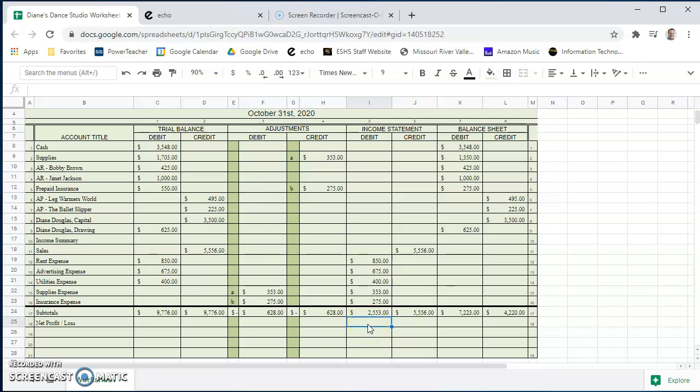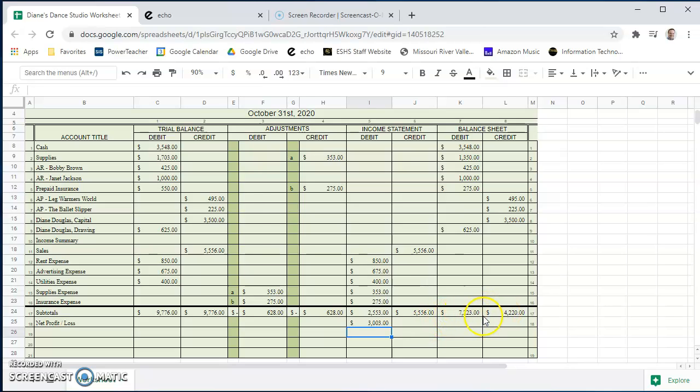I could use a calculator. That'd be totally fine. Or I can use Google Sheets, which is like a big calculator. So I'm going to type equals. You always type equals when you want to do some math. And this time I'm going to click on the number that I want to subtract. So 5,556. And I'm going to hit minus. And I'm going to click on the debit value, 3,003. When I hit enter, it tells me that I have a difference of $3,003.